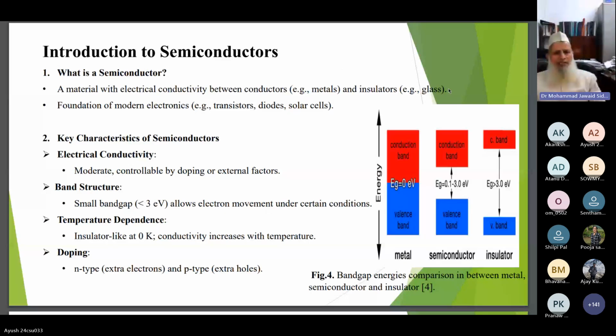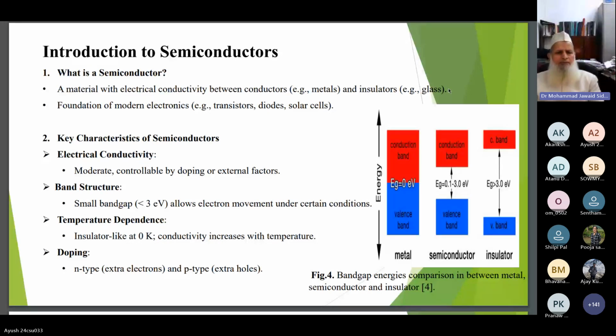Yeah, briefly we will discuss the semiconductor. What is a semiconductor? A material with electrical conductivity between conductors and insulators. That is why it is called a semiconductor, because it is in between an insulator and a good conductor. It is the foundation of modern electronics: transistors and all the integrated circuits are made using semiconductors.